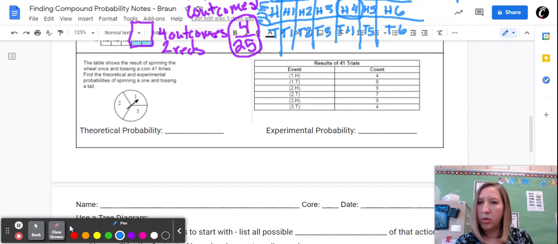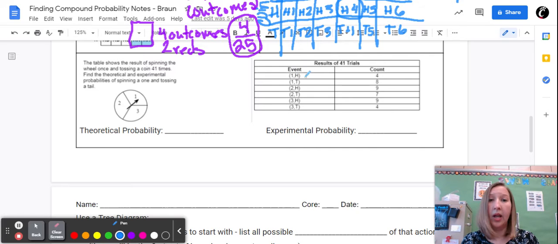All right, the table shows the results of spinning the wheel once and tossing a coin 41 times. Find the theoretical and experimental probabilities of spinning a 1 and tossing a tails. So if we come over here, we've got our spinner here, 1, 2, and 3, and we have a list written out for all of our different outcomes.